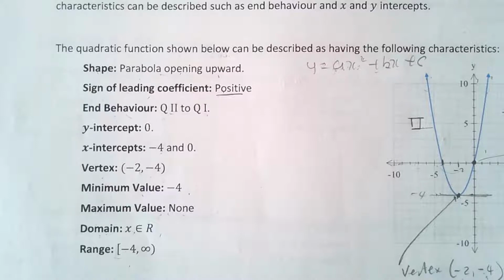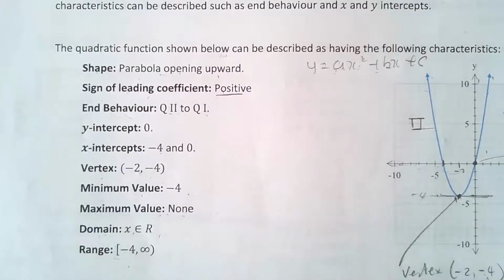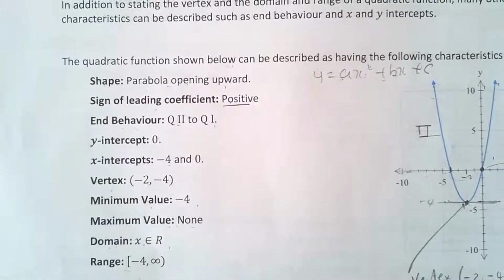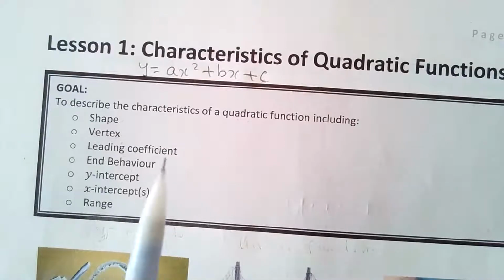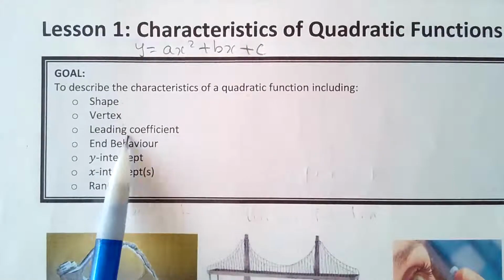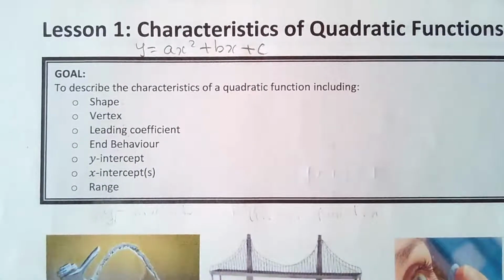Today's lesson, we are not going to be given a graph, but we're going to be given an equation. And from the equation, you will have to derive these characteristics. So that's from yesterday's lesson now. From the equations, you will be asked to describe the shape, the vertex, leading coefficient, end behavior, y-intercept, x-intercept, and the range.